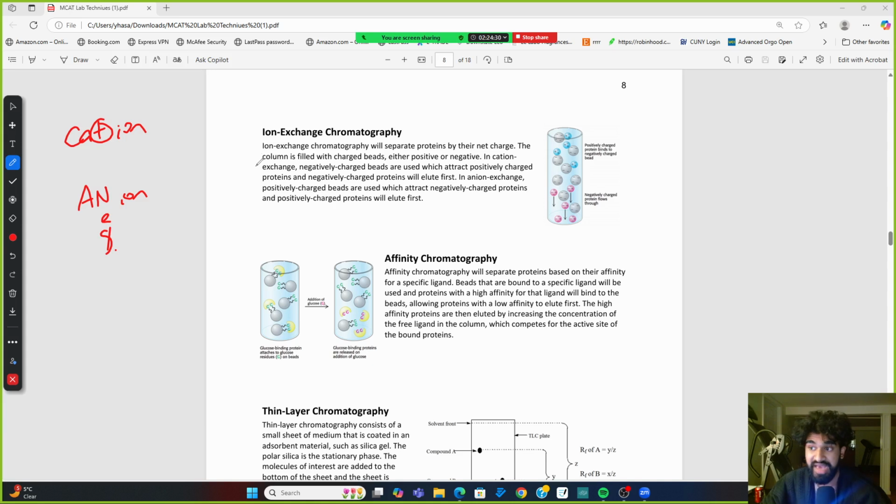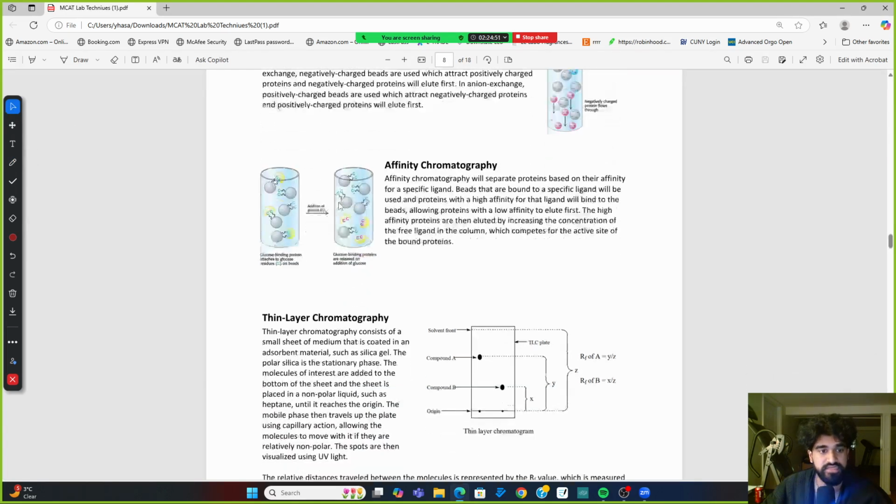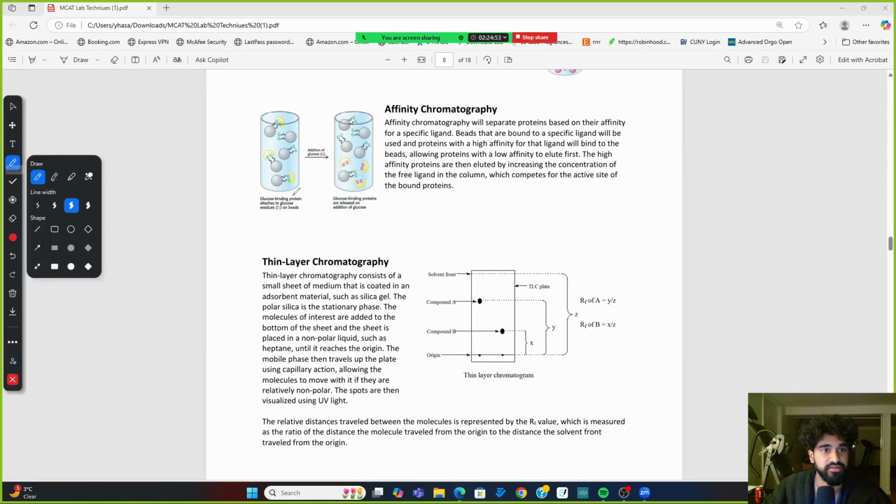So, in cation exchange, you catch the cation. How do you catch it? You catch it with a negative. In anion exchange, you catch the anion. How do you catch it? You catch it with a positive. So in anion exchange, the beads are positively charged. In cation exchange, the beads are negatively charged. Does that make sense? So whatever gets caught, elutes later. Very cool.